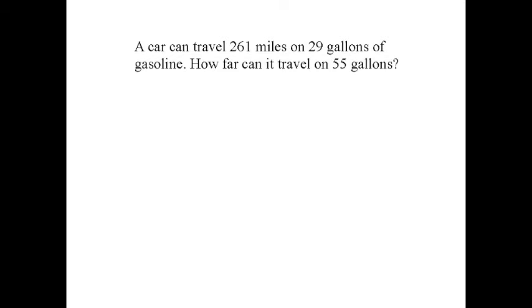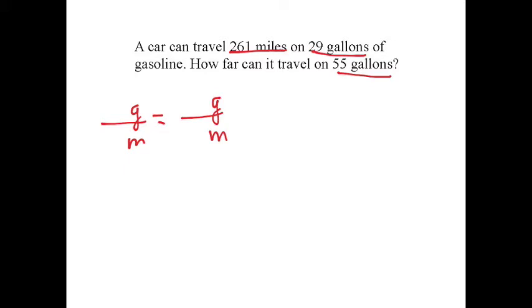Okay, the second one: a car can travel 261 miles on 29 gallons of gasoline. How far can it travel on 55 gallons? Okay, once again, we're going to take a look at our units. We have miles, we have gallons, and we have gallons. So when we set this proportion up, we'll be careful to make sure that we put our units down in the same spots. So if gallons are on top in the numerator, they'll be in the numerator for both of the ratios. And once again, if miles is in the denominator for one, it needs to be in the denominator for both of the ratios.